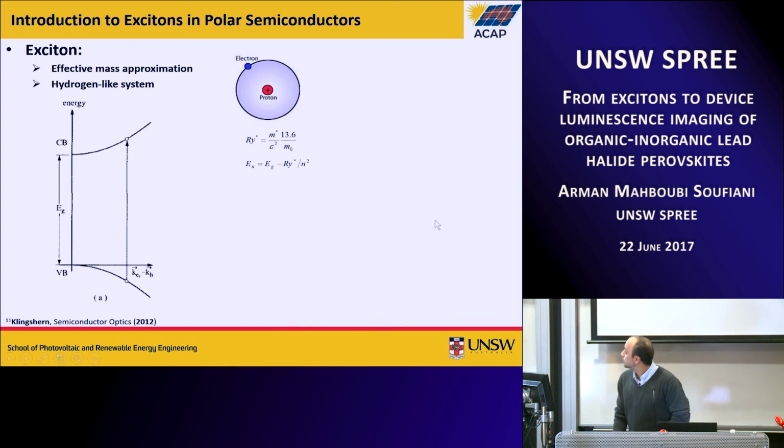And if you want to get the binding energy in a hydrogen-like system, like perovskites, you need the reduced mass, and also you need the dielectric constant of the medium to get the binding energy. And the energy of the excitonic transition scales with respect to the band gap through this equation by this term, and n is the quantum number of the excitons.